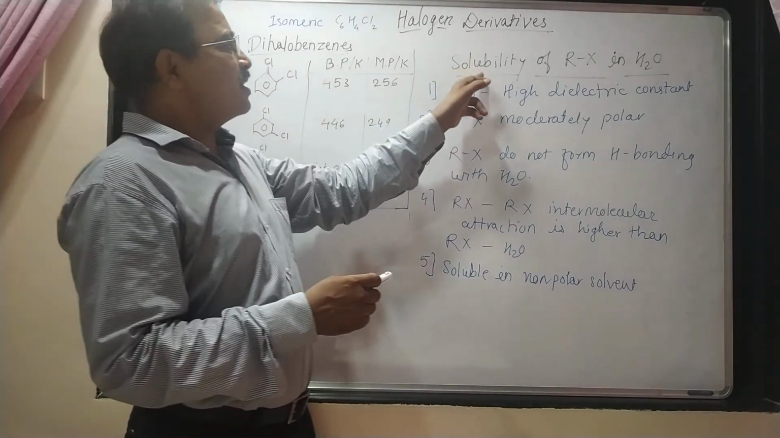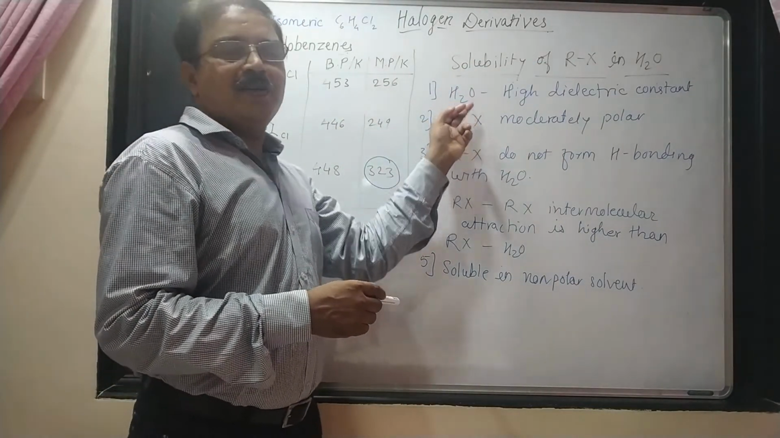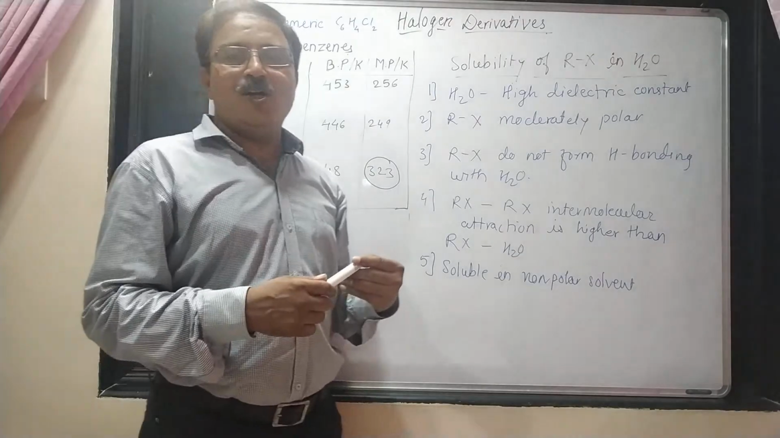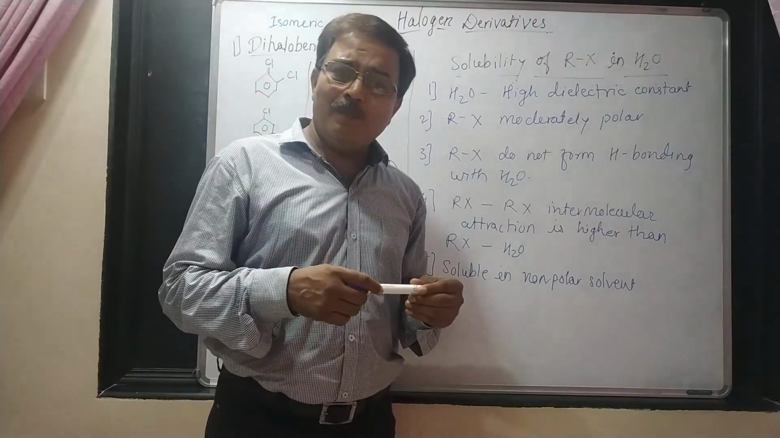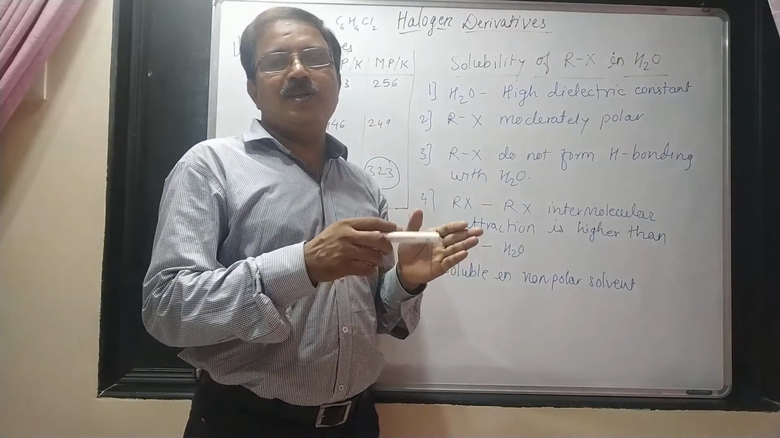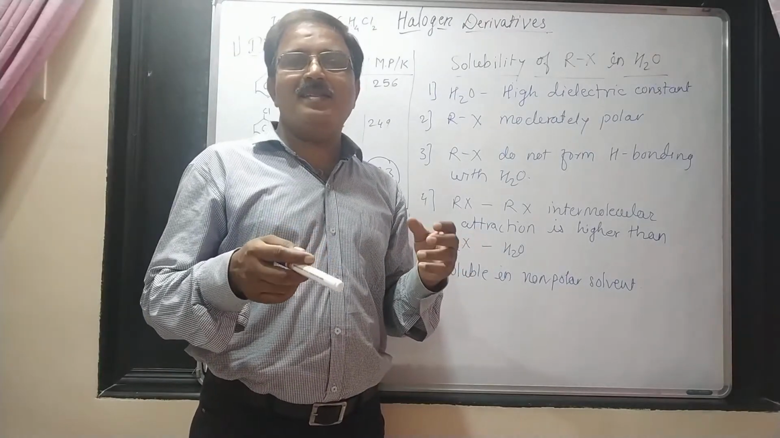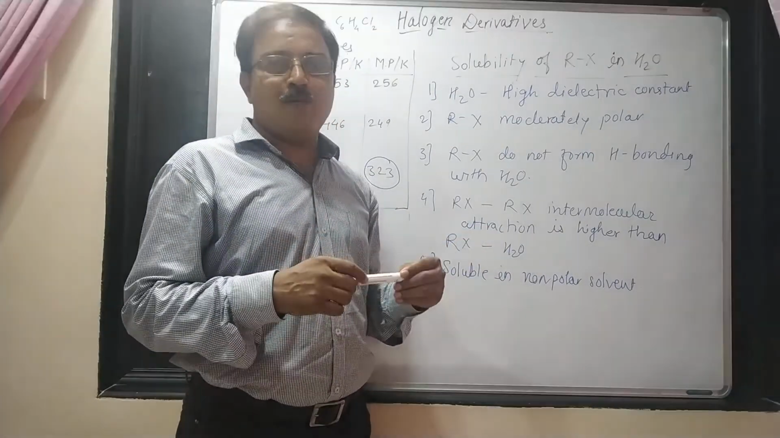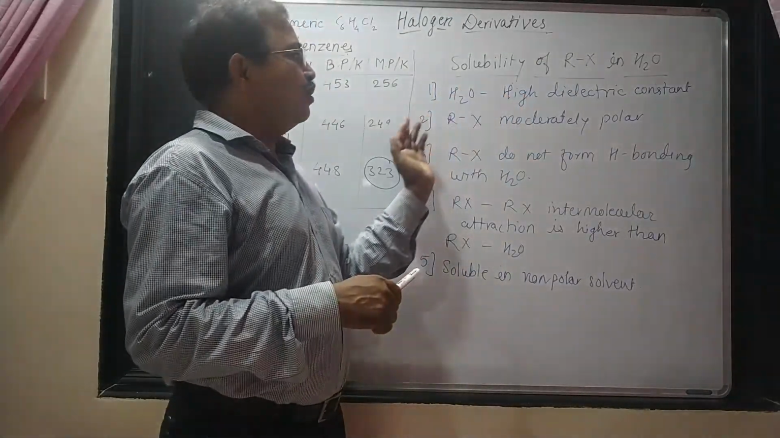Now let us try to understand the solubility of alkyl halides in water. As water has a high dielectric constant, ionic compounds are soluble in water. Water can separate ionic compounds into cation and anion. These cations and anions are surrounded by water molecules. Therefore, ionic compounds are soluble in water.